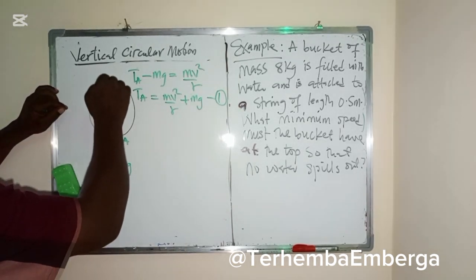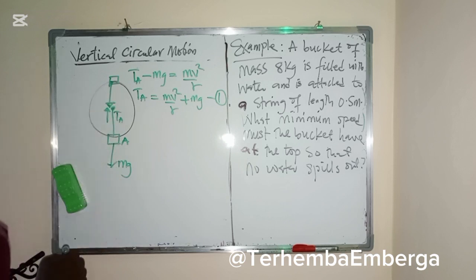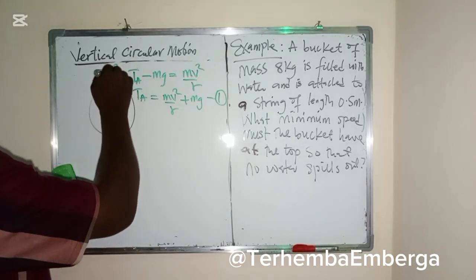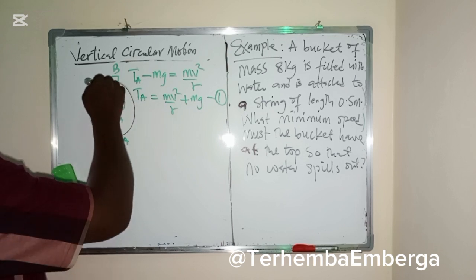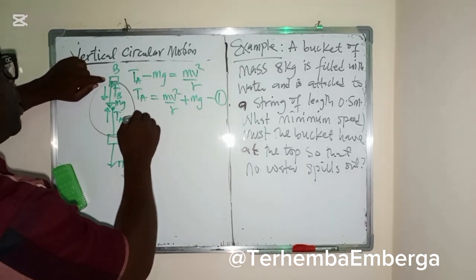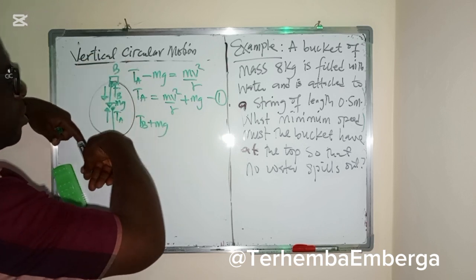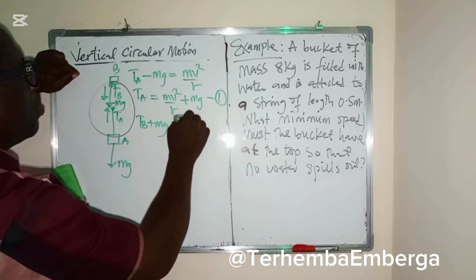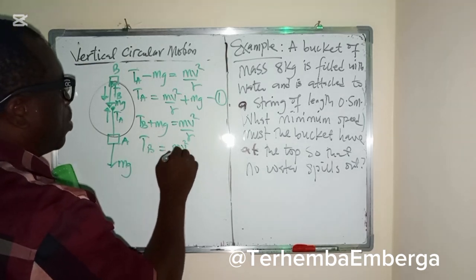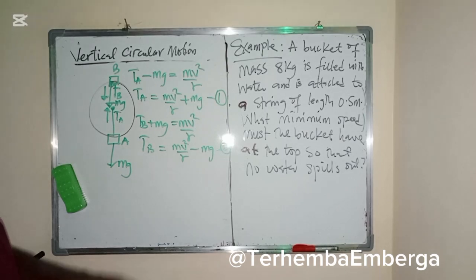What if this object turns and it's at the top here? Remember, at this point, the weight is acting vertically downward, which is mg, and the tension, maybe at this point B, the tension is Tb, and it's also acting in the same direction. So the sum of forces at the top will be Tb plus mg, because they are acting in the same direction, equal to the centripetal force. So in this case, Tb will be equal to mv squared over r minus mg, and this will be our equation 2.